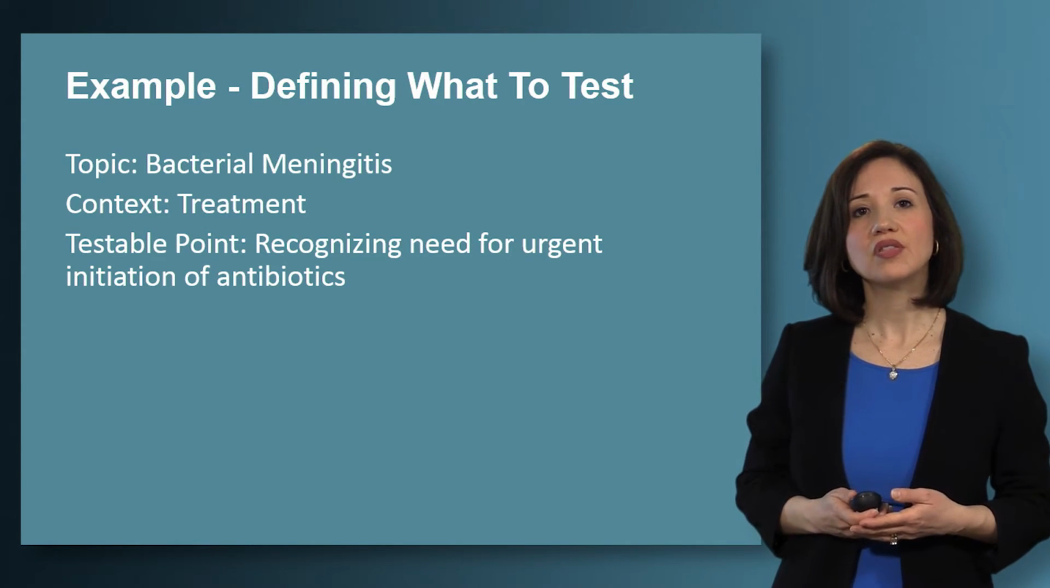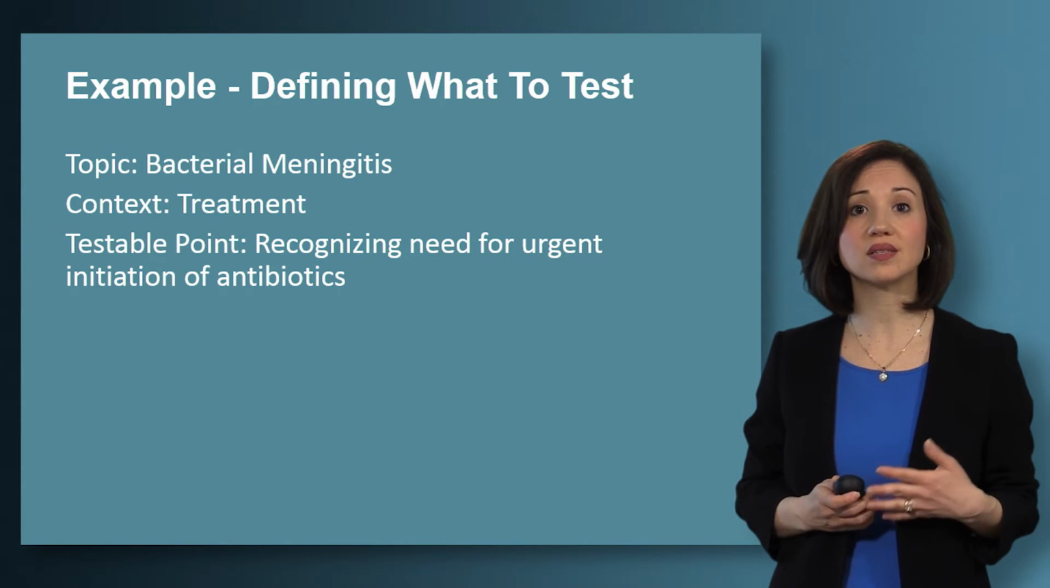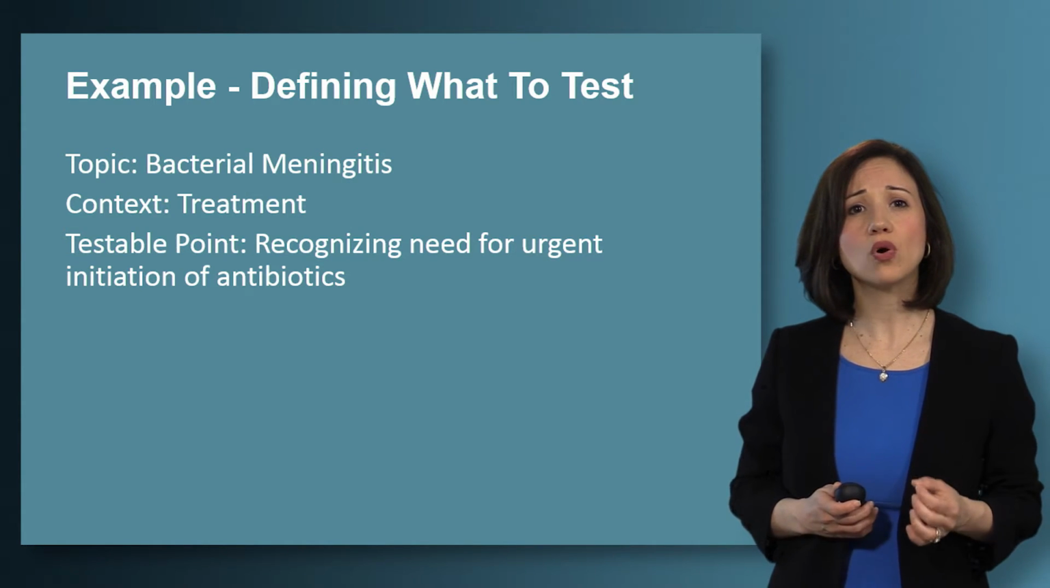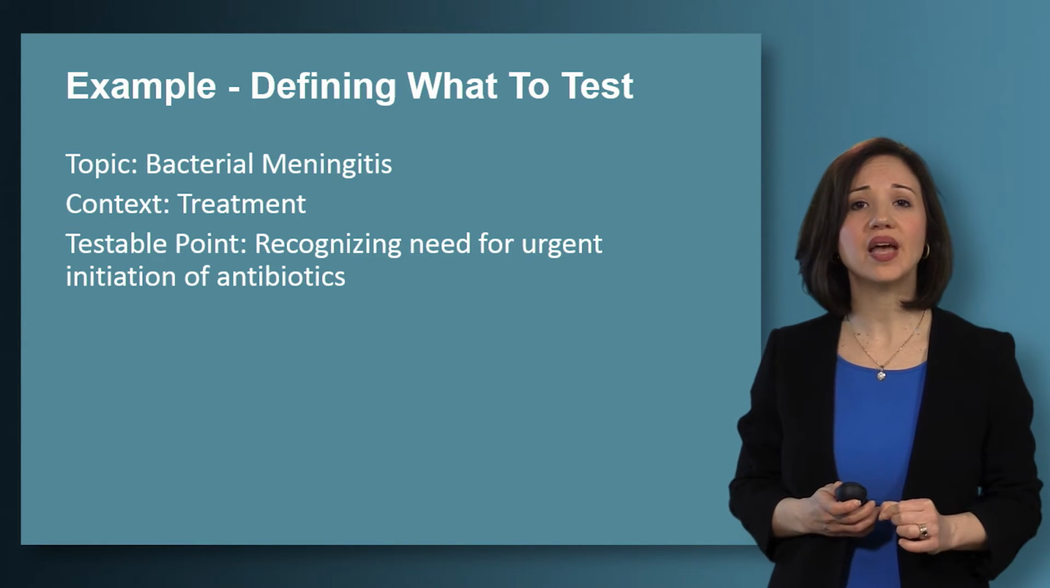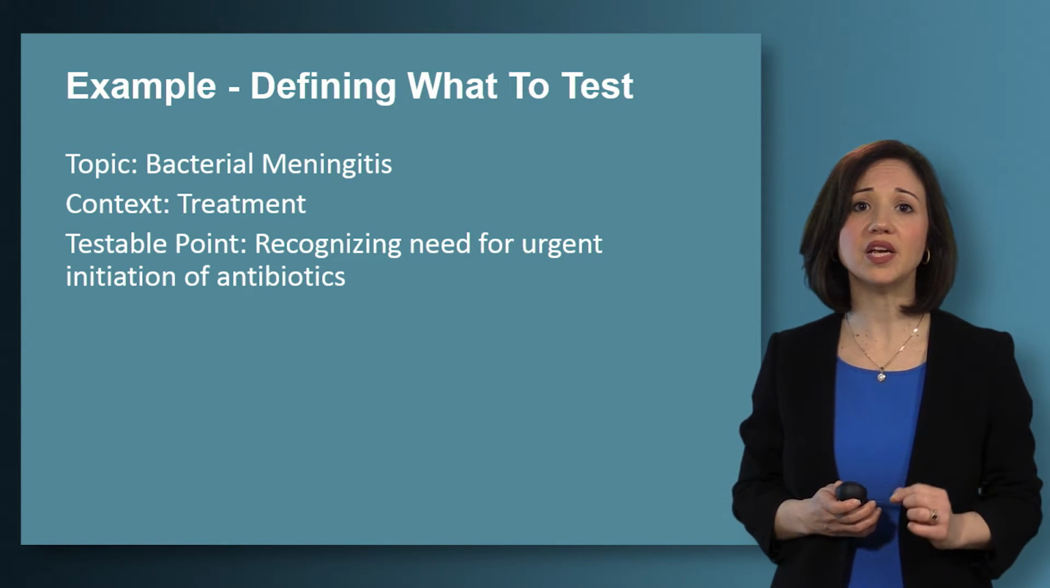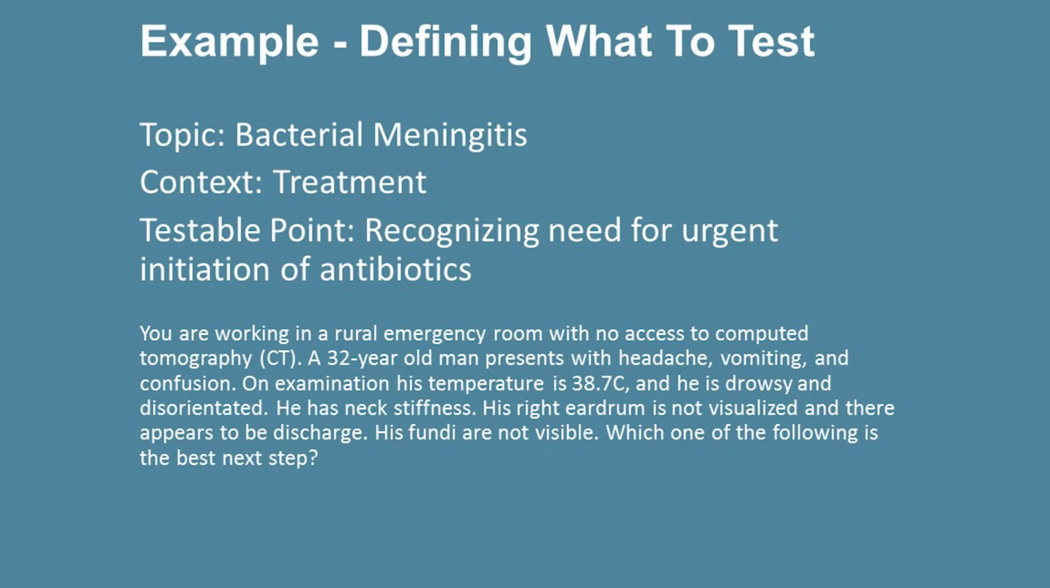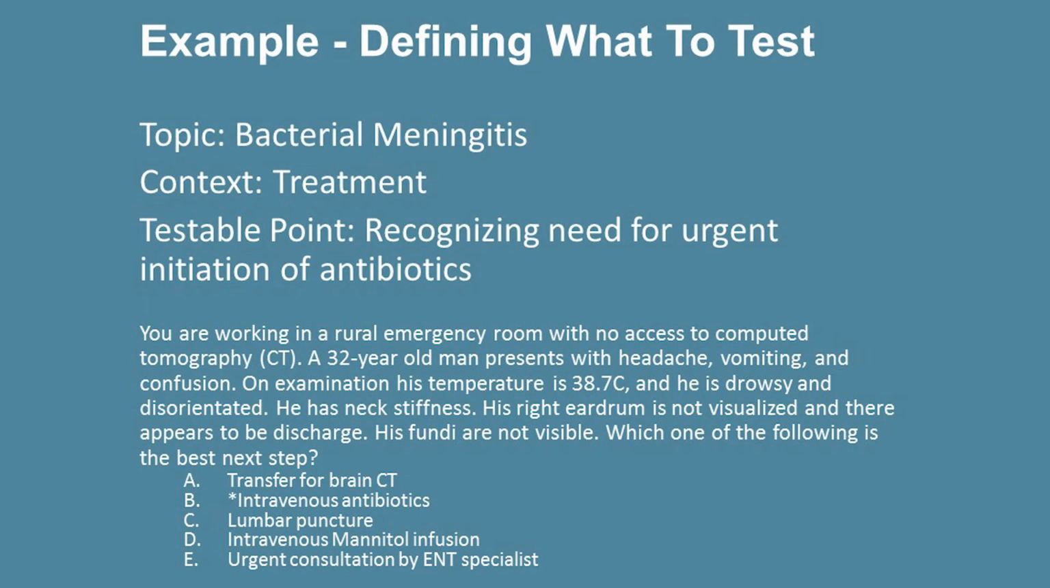Here's an example of a question. The topic is bacterial meningitis, and the context is the treatment of bacterial meningitis. You want to, though, hone in on what's the testable point, and in this instance, it's recognizing the need for urgent initiation of antibiotics. Have a look at this question. And here are the distractors, and the correct answer is obviously B, which is initiation of intravenous antibiotics. And this is an area where the strong students go right. They know that you need to start IV antibiotics quickly, but the weaker student may not. They may think that A, transfer for CT, or C, lumbar puncture is the correct answer.